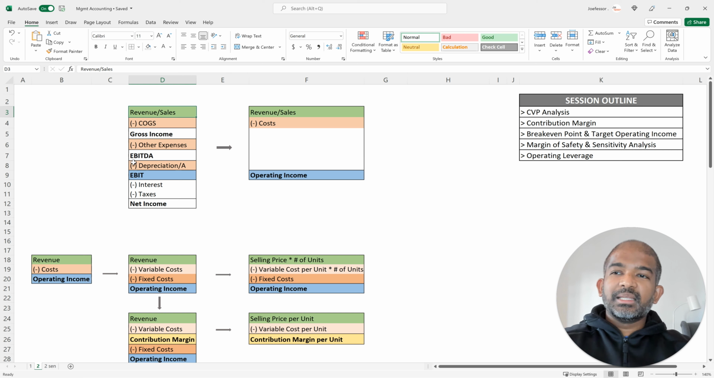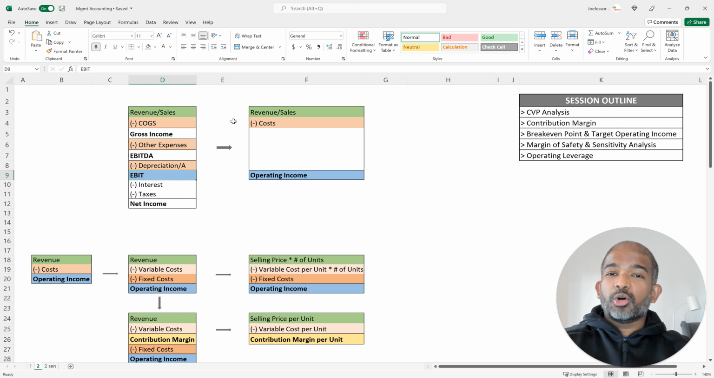EBITDA stands for earnings before interest, taxes, and depreciation and amortization. So it's the profit you make before you deduct these four categories. From EBITDA, when you subtract your depreciation and amortization, you get your EBIT, which stands for earnings before interest and taxes. From EBIT, when you subtract your interest, the interest you pay on your debt outstanding, and your taxes, you finally get your net income.